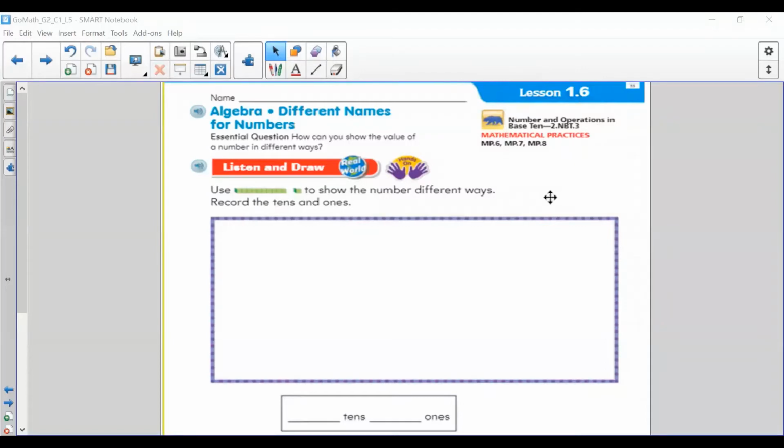So, boys and girls, here is our problem. Syed has 26 rocks. So, we need to show how we can show 26 in 3 different ways using the tens blocks. So, use our tens blocks to show the number 26 in different ways and record the tens and ones. So we're going to switch screens over to where I have some tens rods, and then we're going to work out this problem.